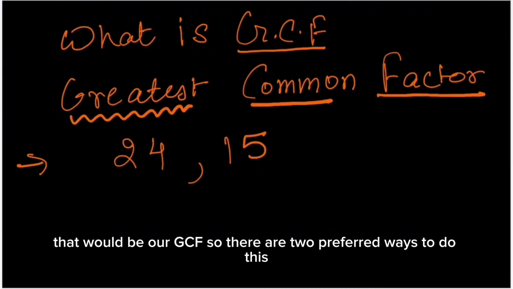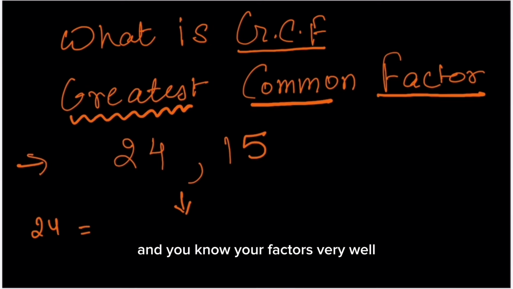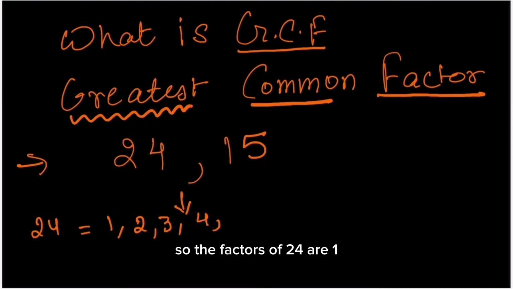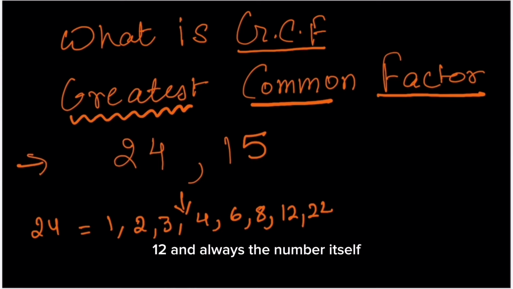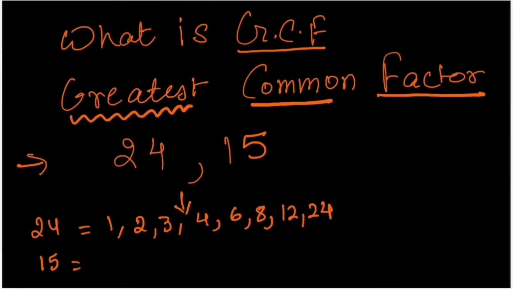So there are two preferred ways to do this. The first way is, if you are good with multiplication and you know your factors very well, go ahead and write the factors. And I write them always in the ascending order. So the factors of 24 are 1, 2, 3, 4, 6, 8, 12, and always the number itself. Why am I including 1? Because sometimes the numbers do not have any common factors, and in that case 1 would be our GCF.